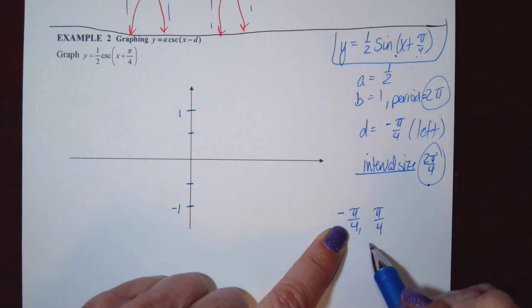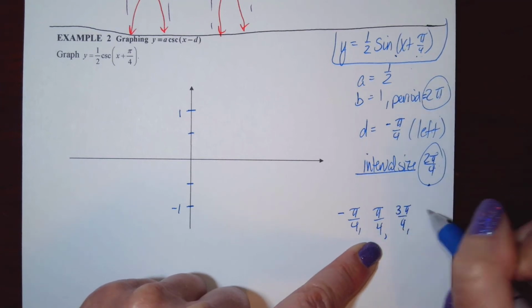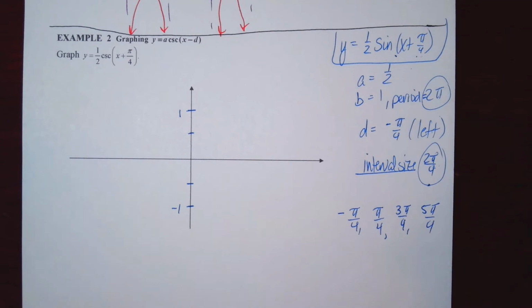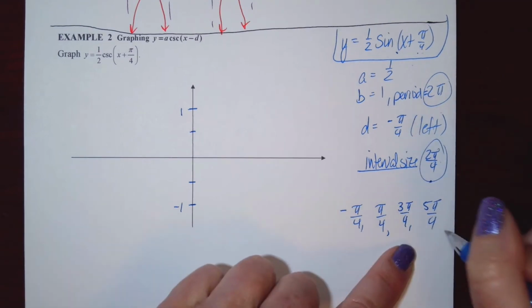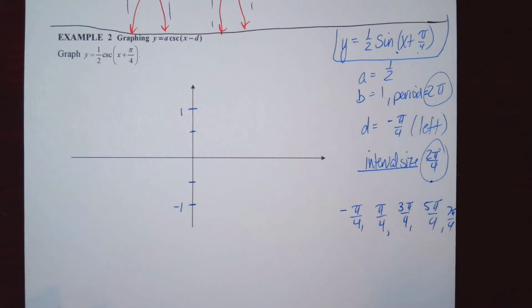Ooh, I don't have a value on the y-axis. I don't have a value at 0 radians. Plus 2 is 3 pi/4. Plus 2 is 5 pi/4. And, oh, no, one more. 1, 2, 3, 4, 5 points. That's one cycle. So let's just do one cycle for this.